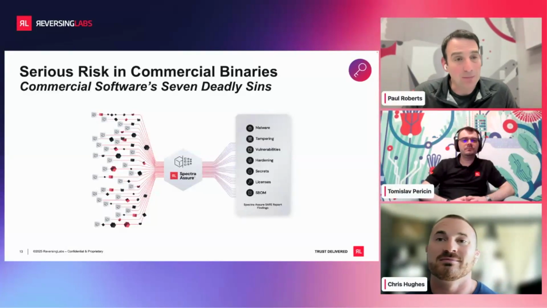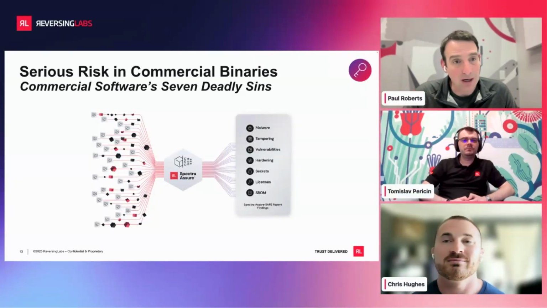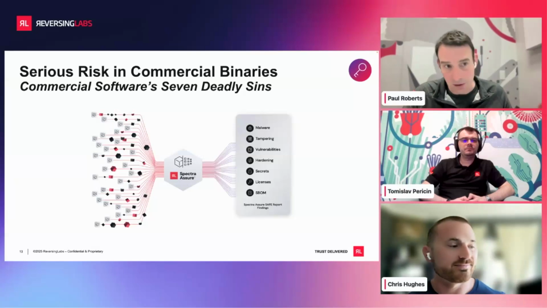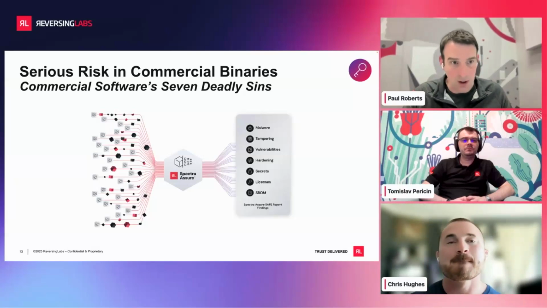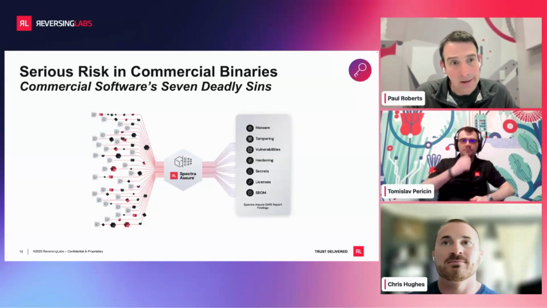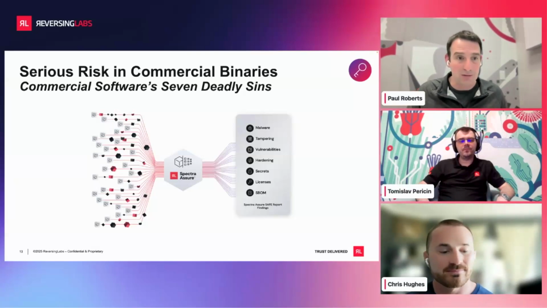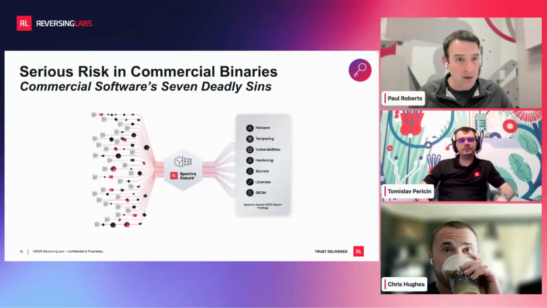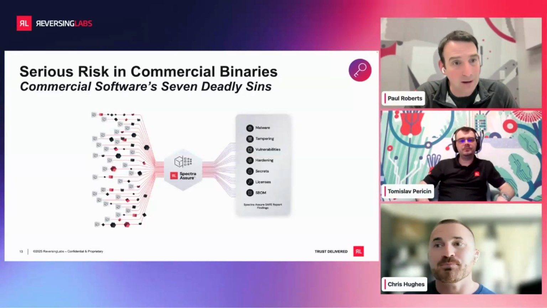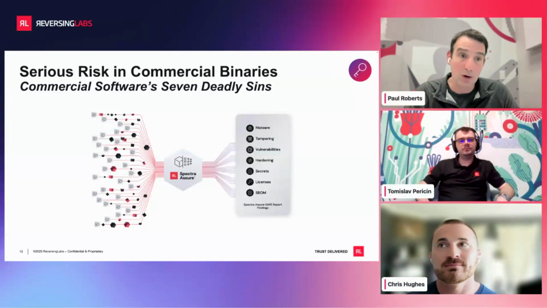Tomislav, the top two here, malware and tampering. That's obviously what we think about when SolarWinds or 3CX. We'll talk about the JAVS software in a second. Are these common findings? We looked at a very small subset of commercial binaries, but in the work that RL does, how common is it to find evidence of either just malware or suspicious changes that seem to be tampering?